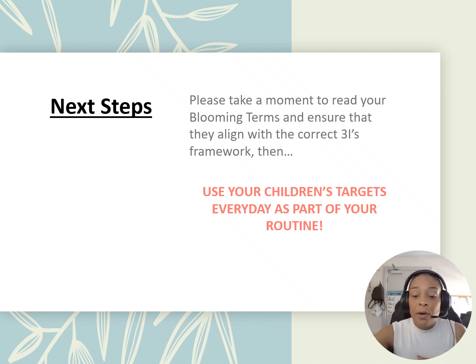So, going back to the beginning, in understanding intent: what do we want our children to learn? How are we going to make it happen? And then how do we assess? How do we know it's working? Those are the three I's. In your blooming terms, it's important that you're assessing constantly, because it's possible. Make simple steps, don't elaborate, don't make it overcomplicated.